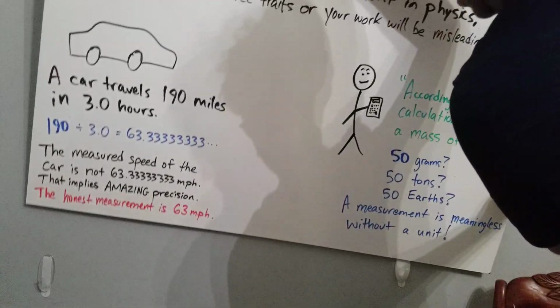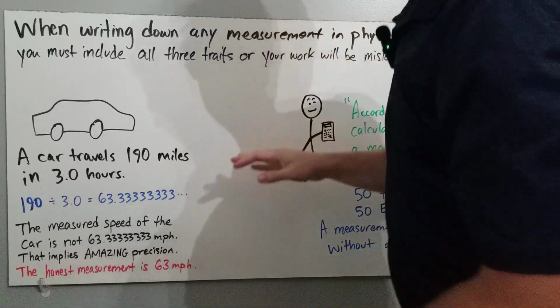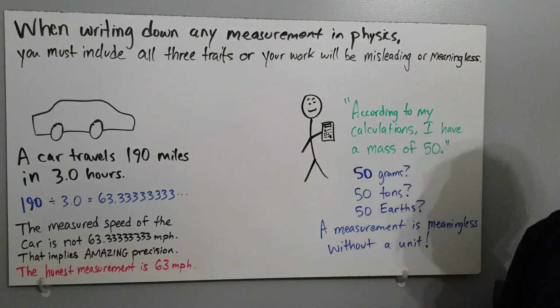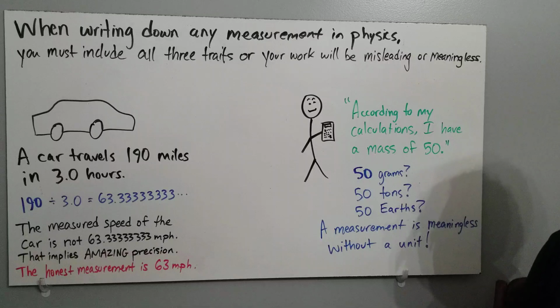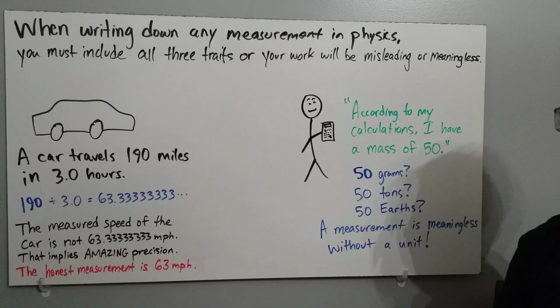So let's look at two examples of these measurements, some realistic measurements here that you'll come across. Okay, so when you write down any measurement in physics, you must include all three traits of that measurement, or your work will either be misleading or meaningless. And let's look at an example.